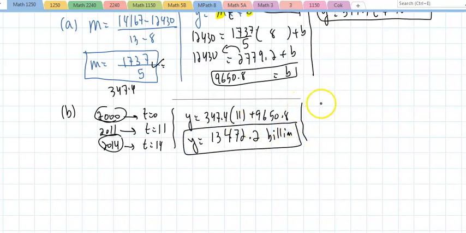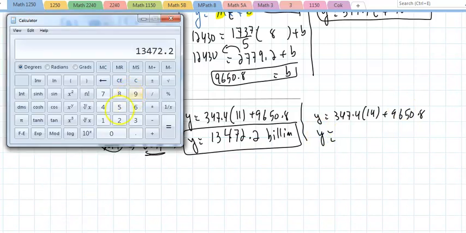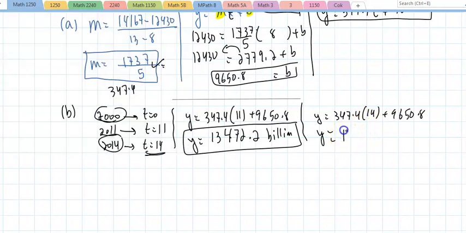And if I go by the 14, y would equal 347.4 times 14 plus 9650.8. Y would equal, again, a calculator problem. If I take 347.4 multiplied by 14 and add to that 9650.8, I'm getting 14,514.4 billion of dollars.